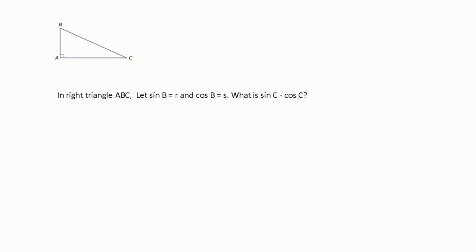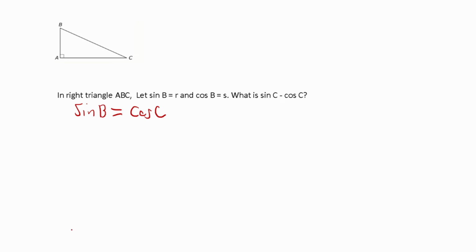Next up, it says in right triangle ABC, let sine of B equal R and cosine of B equal S. What is the sine of C minus the cosine of C? We could use the idea that we just used in that last problem, right? Since B and C are the two acute angles in this triangle, we could say that the sine of B is equal to the cosine of C.